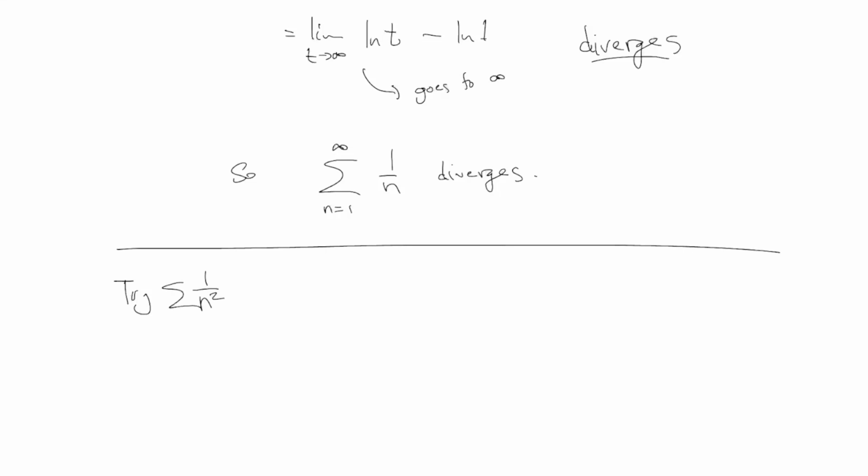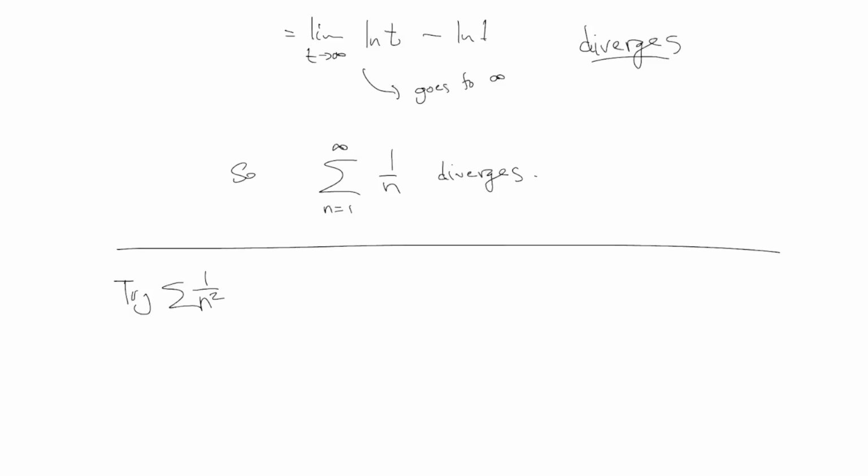All right. It should go pretty similarly. This is the one, remember, that Euler proved converges to pi squared over 6. Now, using the integral test, you cannot say what it actually converges to. It only tells you, does it converge or not. But anyway, we can still do this using the same method, the integral test.